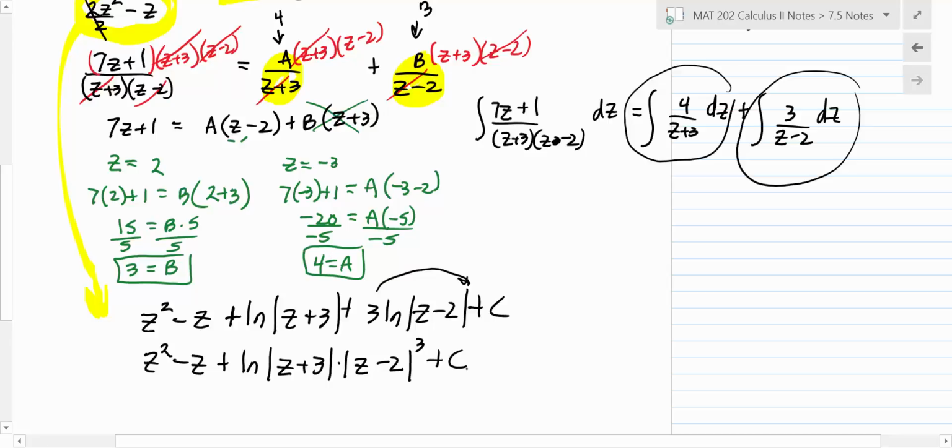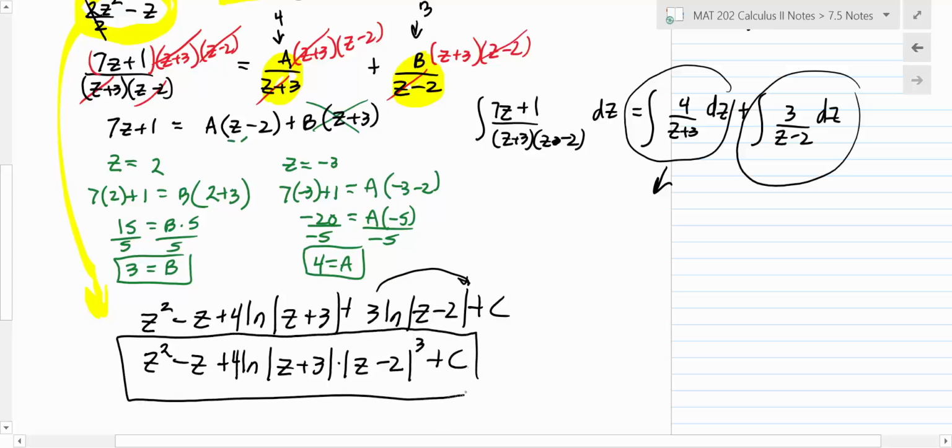I started whipping through that. Did I miss something? Just the 4 on the first ln term. Should be 4 ln. Oh yeah, right there. That is a 4. So that one was a 4. I just got to going fast on that. So that's where that 4 comes from. In your final answer, you should have that thing right there. Does that look okay?